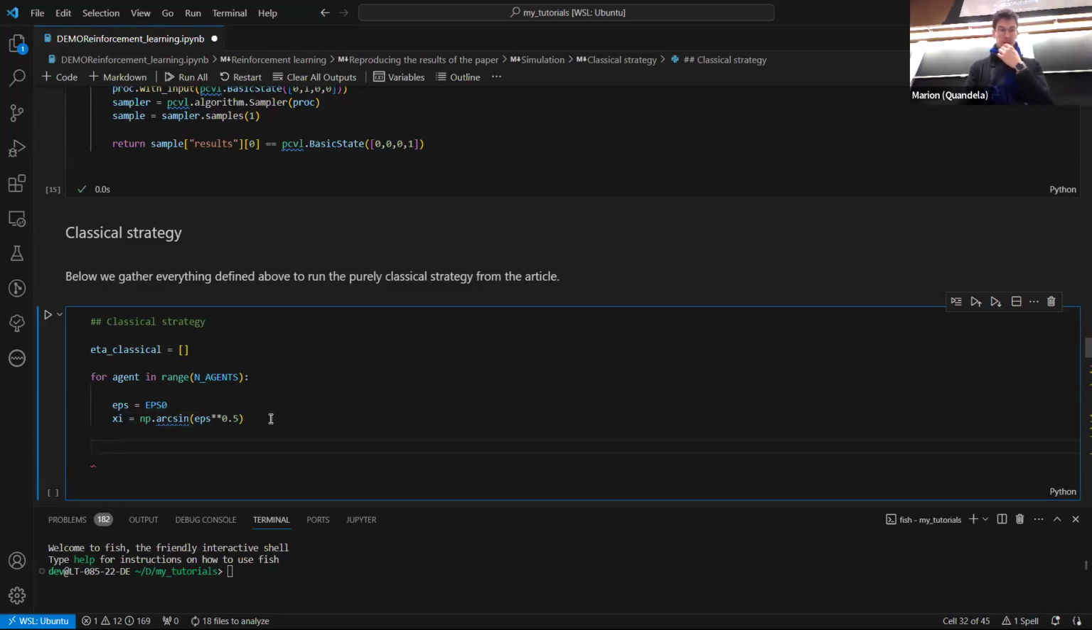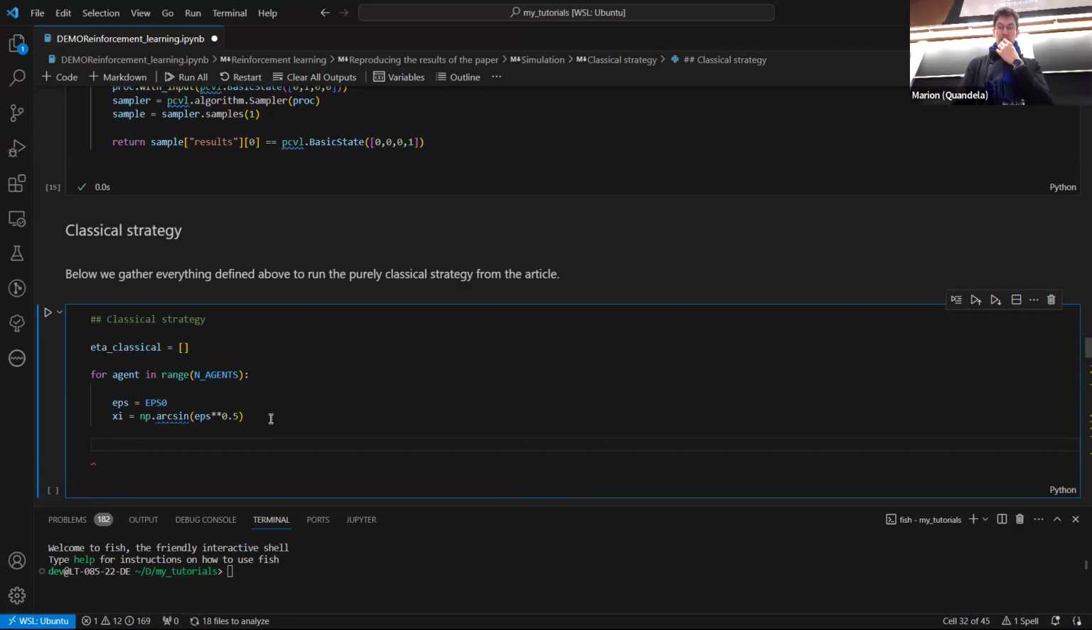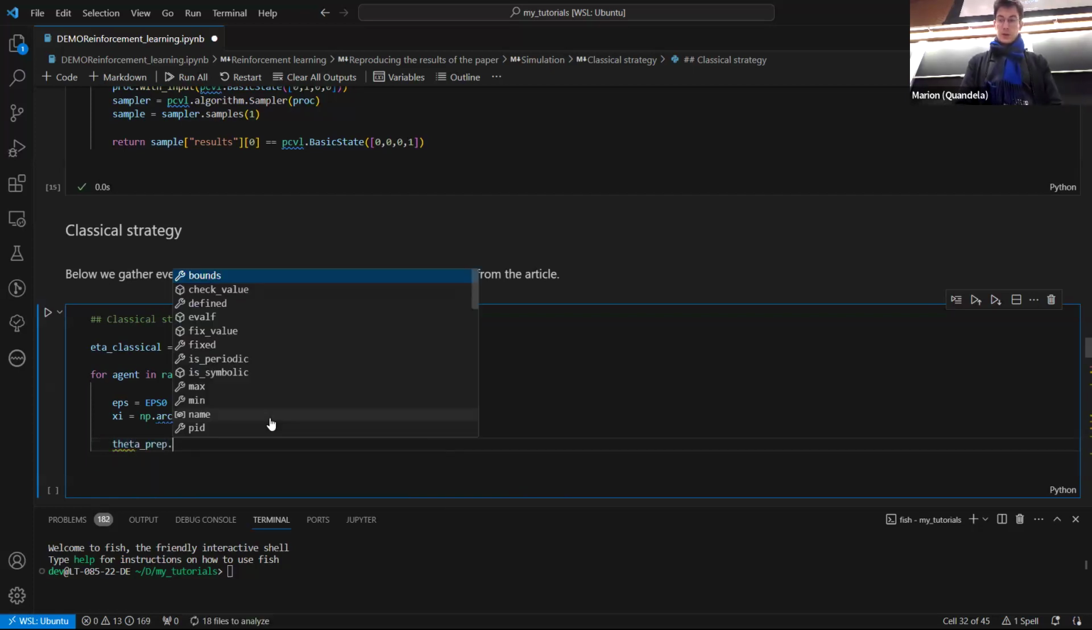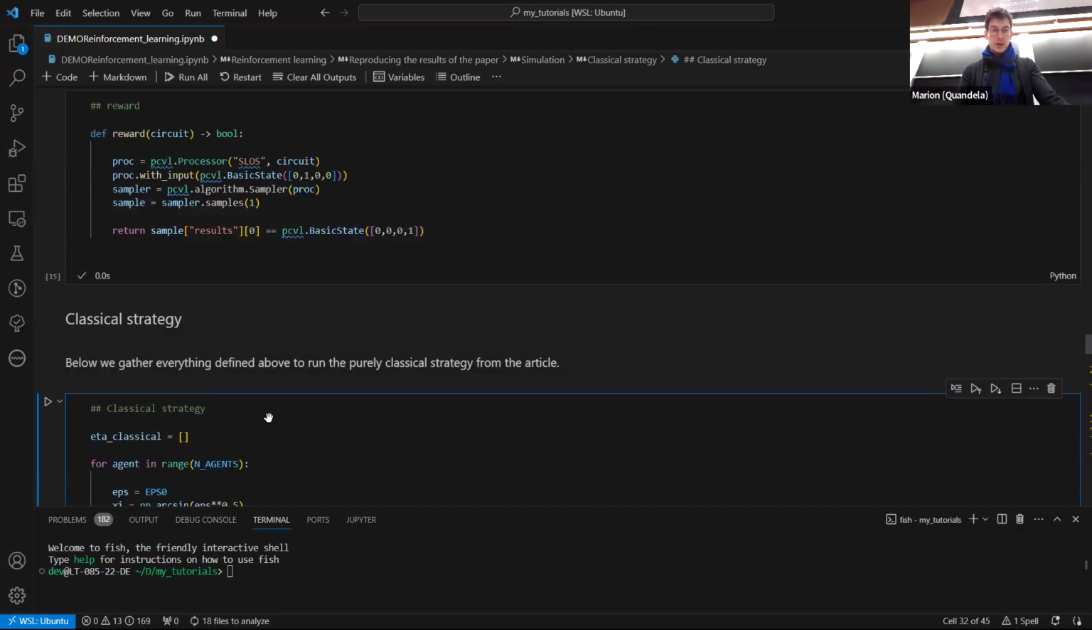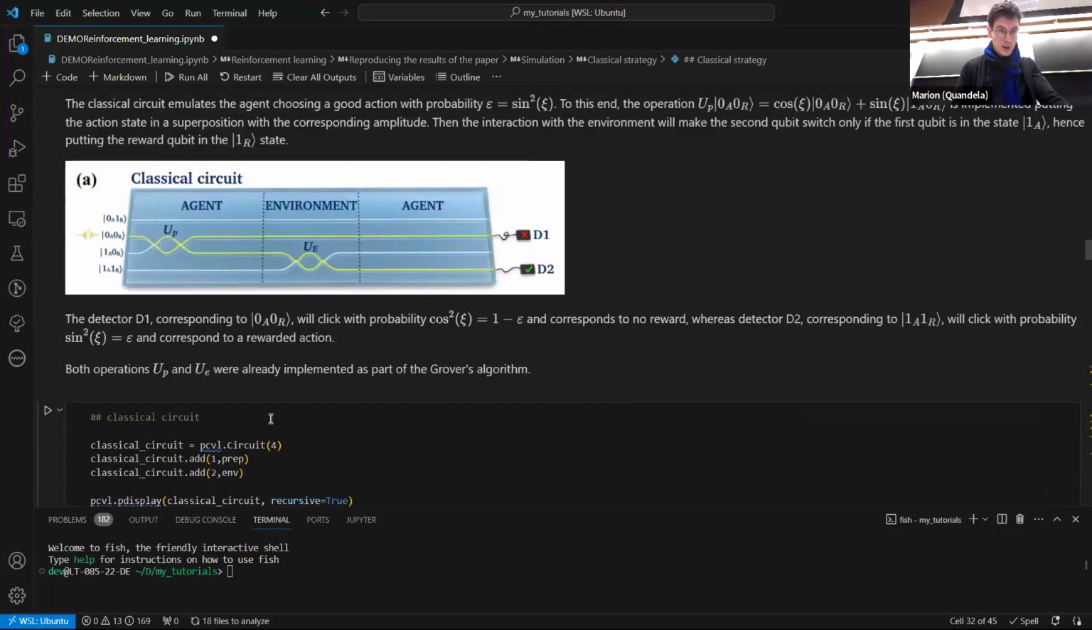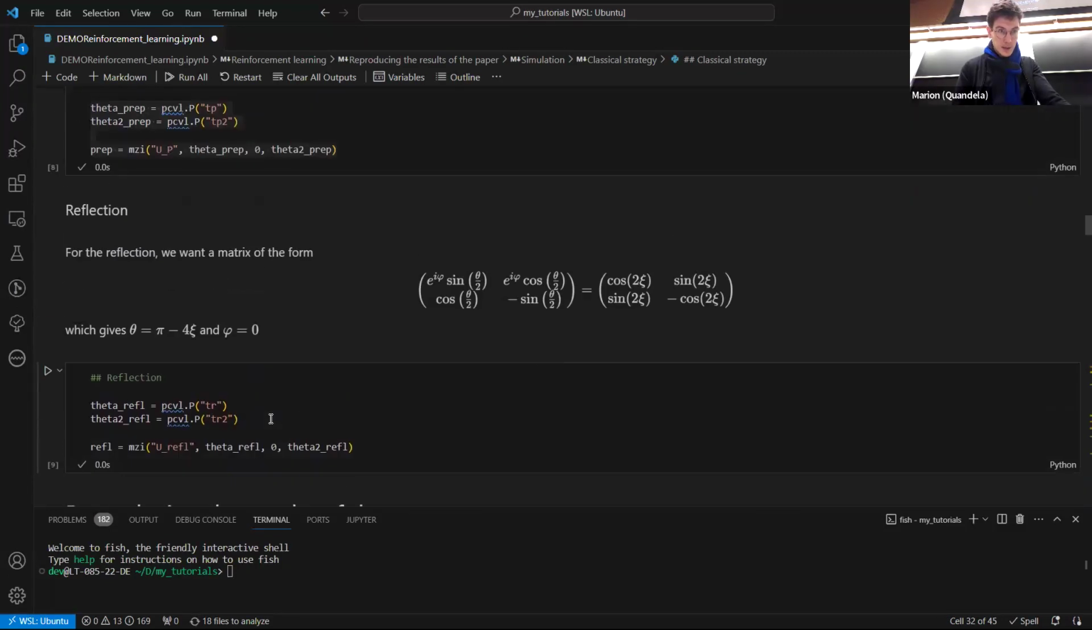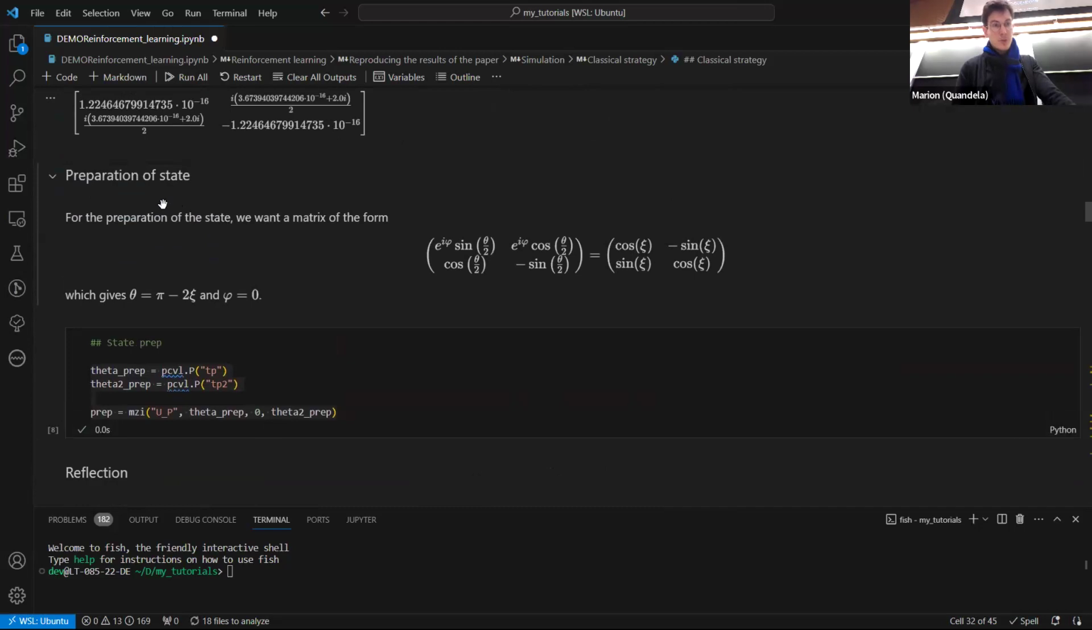Okay, so that's for the initial value of psi. And then we can set the right angles to the values we wanted. So for the classical circuit, we don't have the reflection, we just have the preparation. So we are going to set the value of this parameter to the correct one. And if you remember well, what we said was that for the preparation of the state, theta would be pi minus 2 psi.